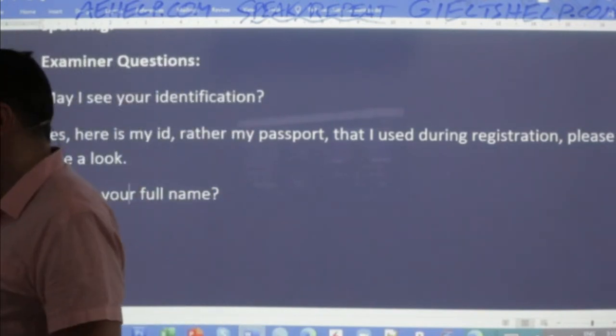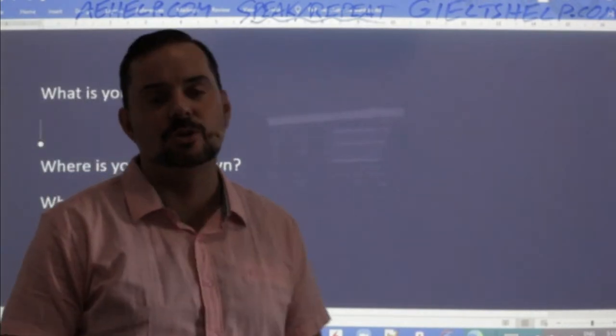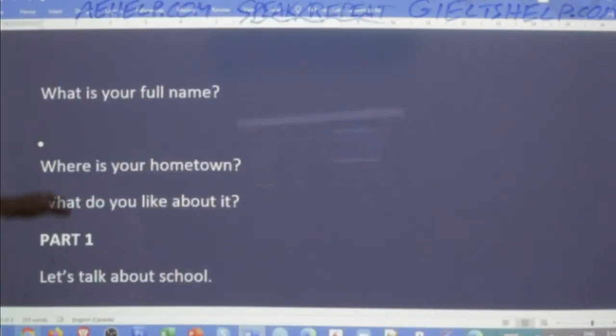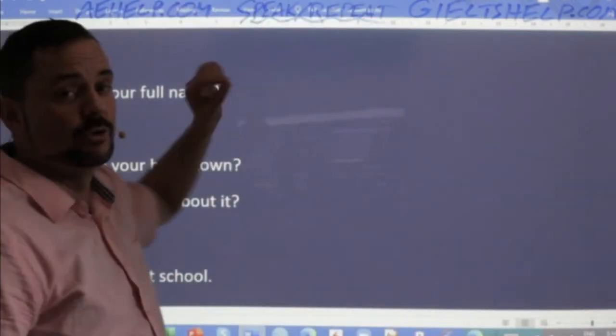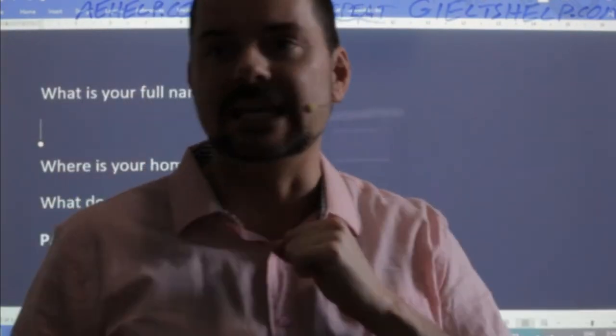All right, and then while they have your identification, or while you're showing them your identification, with COVID these days sometimes you just hold up your ID. They will then ask for your name. They're matching your picture and your name with your ID. So here we go. What is your full name? Now, your full name exactly the same way as it is on your ID, okay?